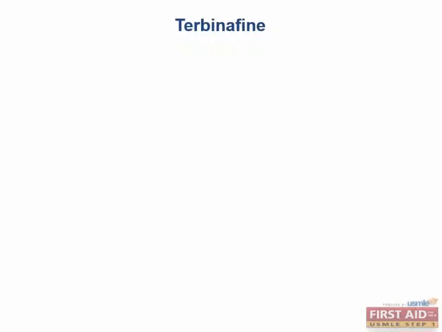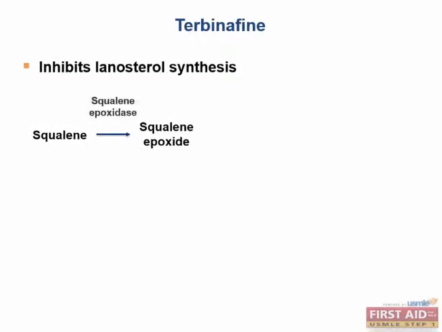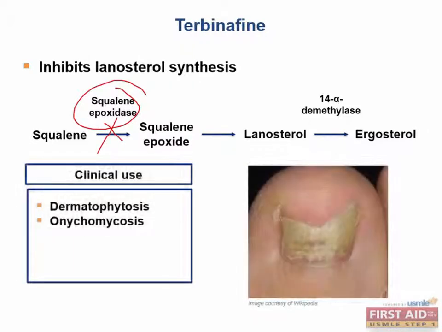Terbinafine is another drug that works on the ergosterol synthesis pathway. It works by inhibiting squalene epoxidase, which converts squalene to squalene epoxide. Terbinafine is used to treat dermatophytoses, including onychomycosis, or infection of the nail bed. These infections are notoriously hard to treat.